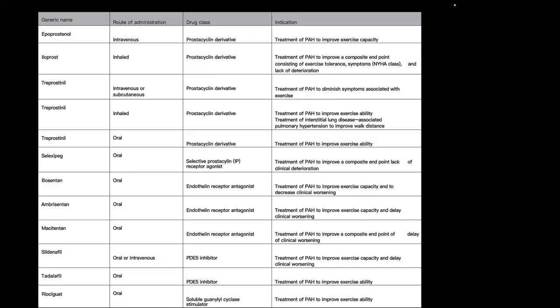These are the drugs approved for pulmonary arterial hypertension: prostacyclin derivatives, that is epoprostenol, iloprost, and treprostinil; selexipag, a selective prostacyclin receptor agonist; endothelin receptor antagonists bosentan, ambrisentan, and macitentan; phosphodiesterase 5 inhibitors sildenafil and tadalafil; and a soluble guanylate cyclase stimulator, riociguat.